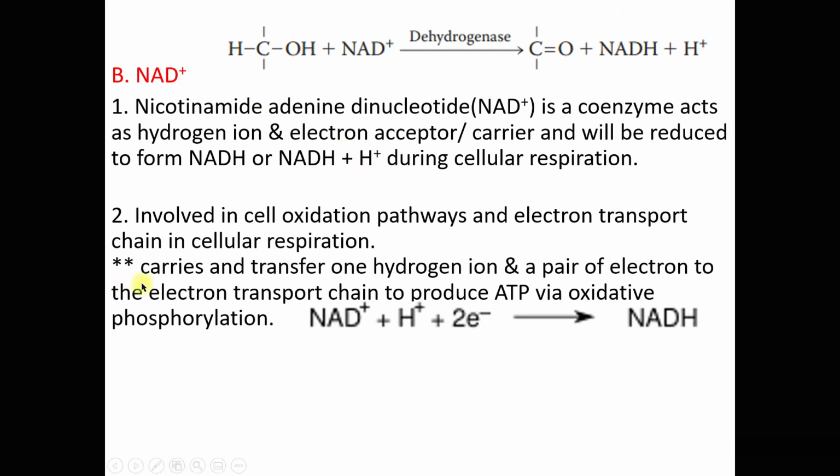So we can generally say that NAD plus carries and transfers one hydrogen ion and a pair of electrons to the electron transport chain to produce ATP via oxidative phosphorylation. So you can see how this NAD plus transfers the hydrogen ion and pair of electrons to form NADH.